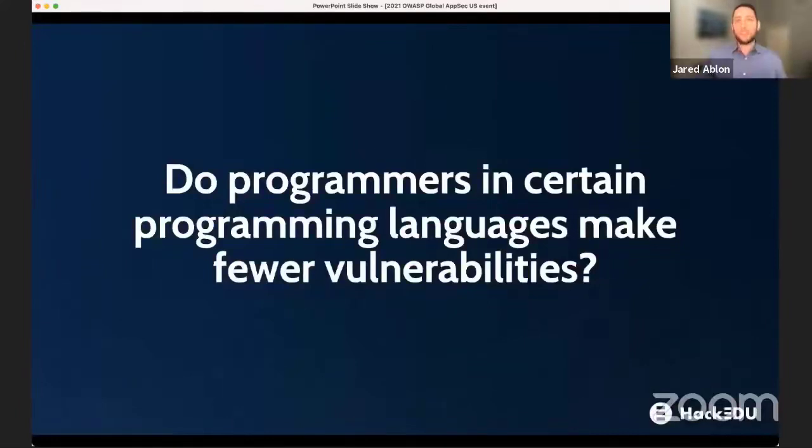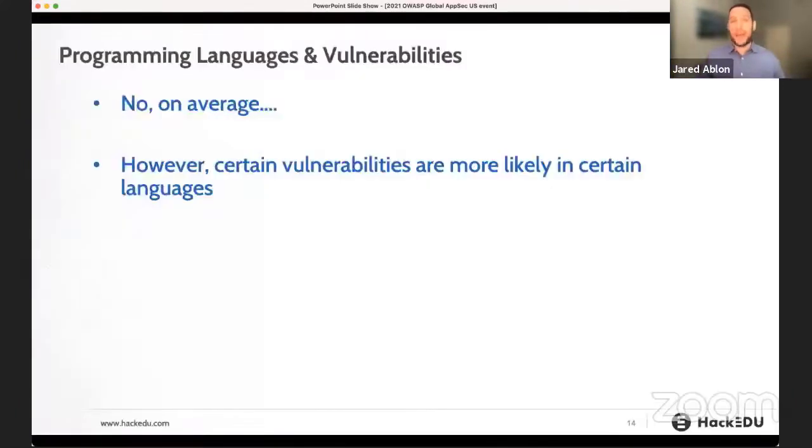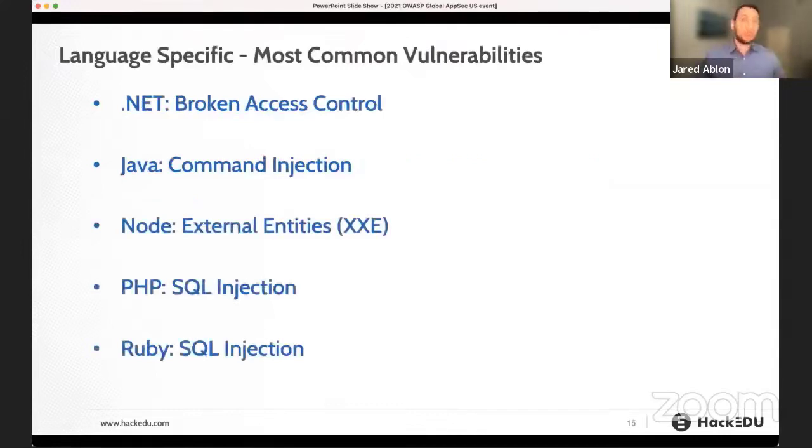Do programmers in certain programming languages make fewer vulnerabilities? We looked into this, and we saw that on average, no. However, for certain languages, there are certain vulnerabilities that are more likely to occur than others. Looking at all of the languages, we found that these are the most common vulnerabilities. For .NET, it's broken access control. For Java, it's command injection. Node is XXE. And PHP and Ruby is SQL injection.